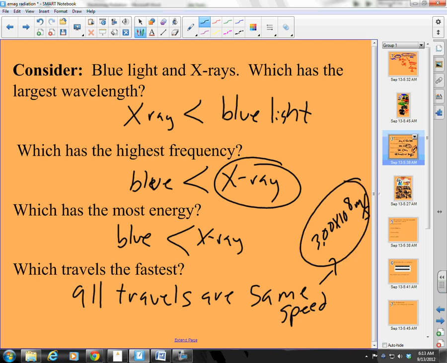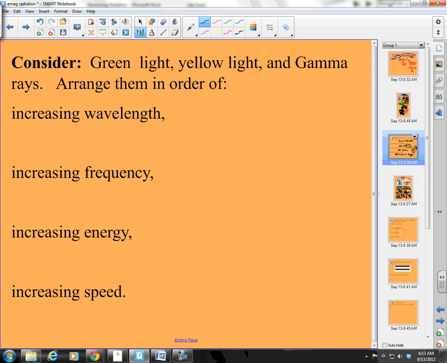Here we go. I'm going to let you do this one, and then we'll call it quits for this lesson. Green light, yellow light, and gamma rays. Arrange them in order of increasing wavelength, increasing frequency, increasing energy, increasing speed. Okay. I'll give you a few minutes for this. Put me on pause and thaw me when you're ready for the answer.